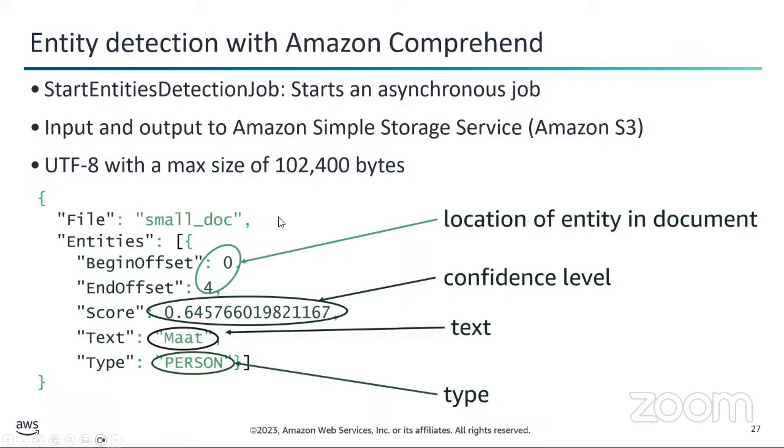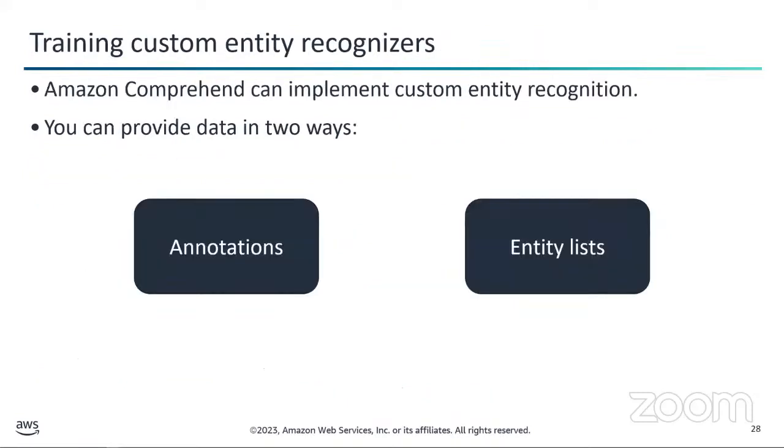So over here, you're only giving it the data, but you will have to also specify the type of entity, which could be person, location, organization, commercial item, event, date, quantity, title, or other. Amazon Comprehend can also implement custom entity recognition, either through annotations or entity lists. So you can train a custom entity recognizer rather than being limited to whatever is already there.